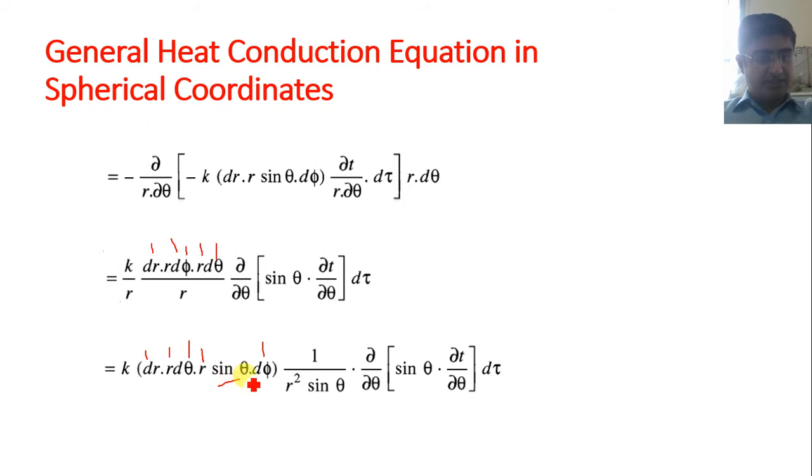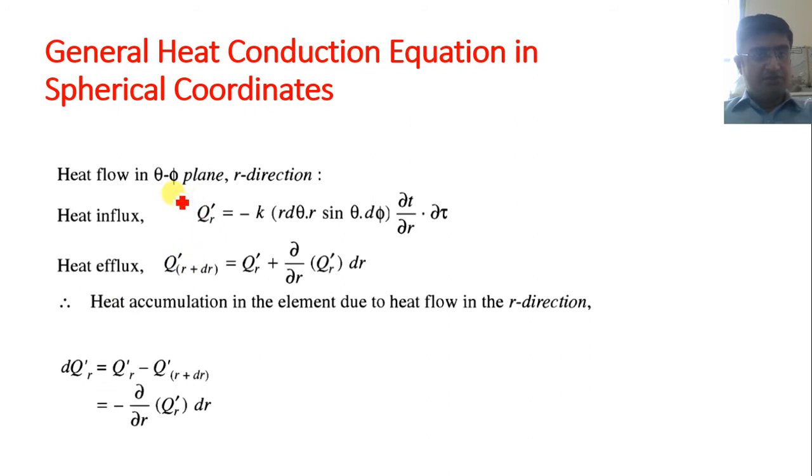Here you can see, if we place a sin theta here, then we have to divide this term by sin theta, and also this r and this r become r square. So this whole term becomes the volume term, and all the remaining terms are 1 upon r square sin theta into del by del theta of sin theta into del T by del theta into d tau, which is the required equation in the case of theta.